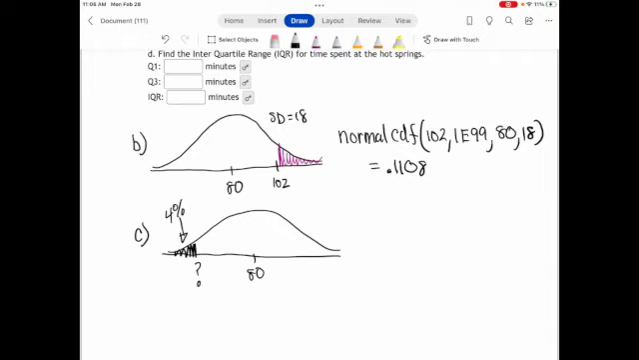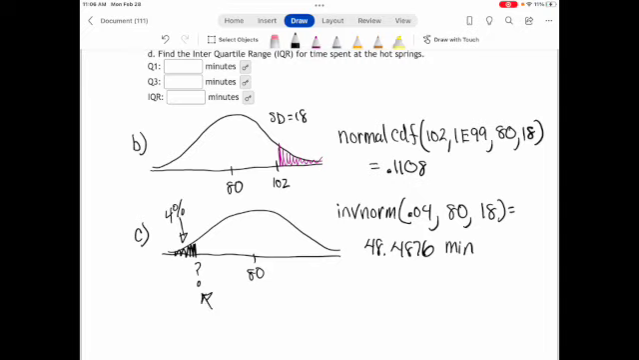So we're going to do inverse norm. We're going to put in that our percentile is 0.04. Our mean is 80. And our standard deviation is 18. And then, of course, when we round that to 4 places, we get 48.4876. And that's in minutes. So in order for the person to get the discount, to be in that lowest 4%, they need to spend less than about 48 minutes at the springs.